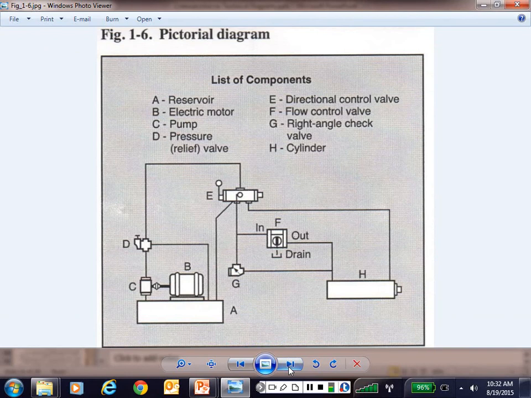So they call this a pictorial drawing. And this is not what I learned a pictorial drawing was. But what we'll do is we'll use what the textbook says on the test.